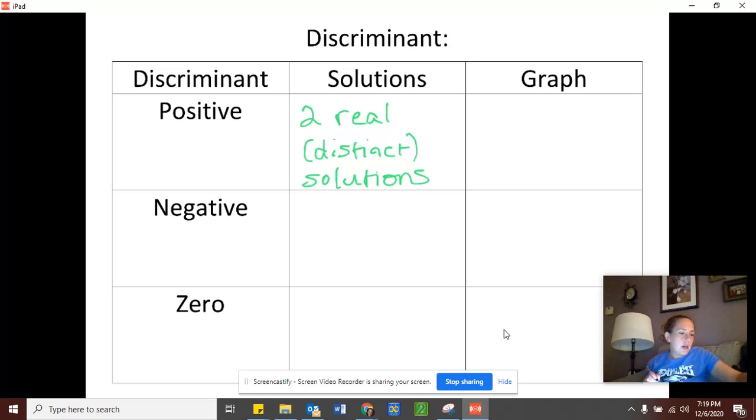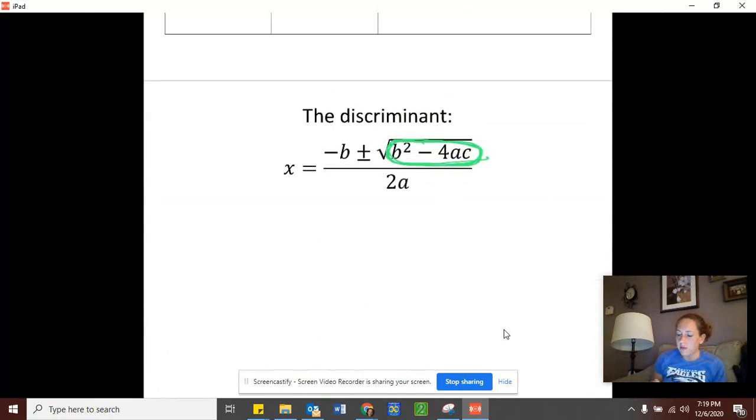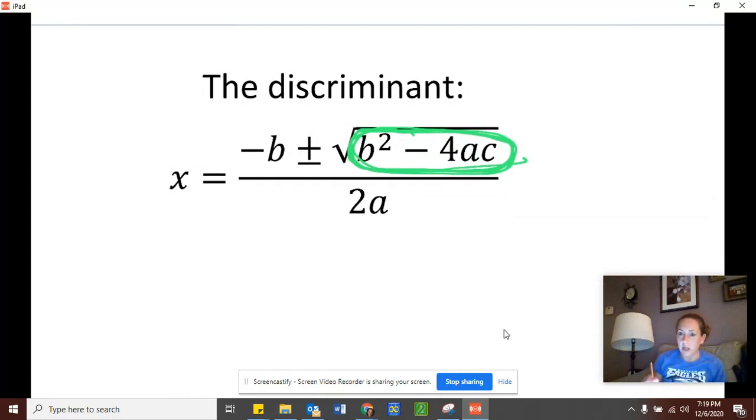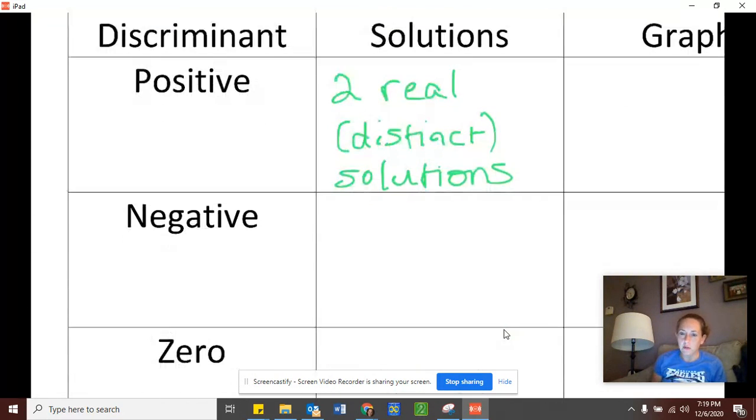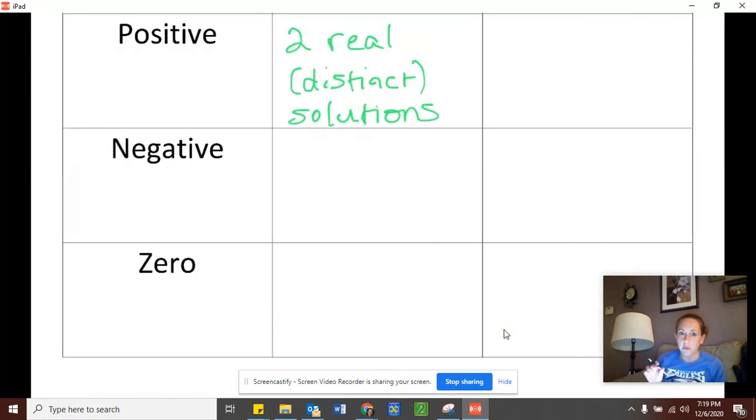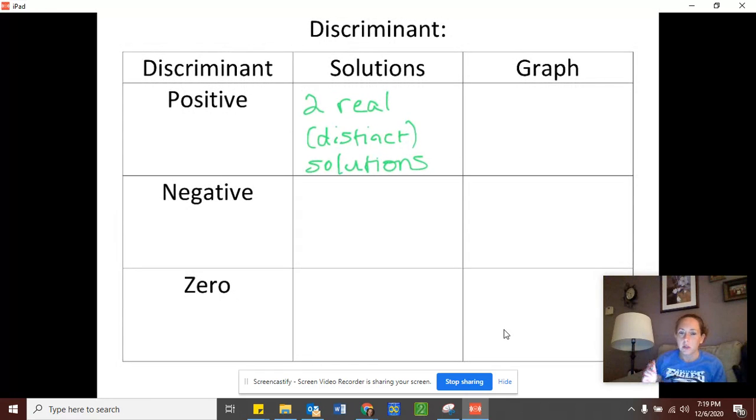And then if you have a negative discriminant, you know that the discriminant's under a square root, so you get an imaginary number when you stick a negative under a square root. So if you have a negative discriminant, it means that you have two imaginary solutions.